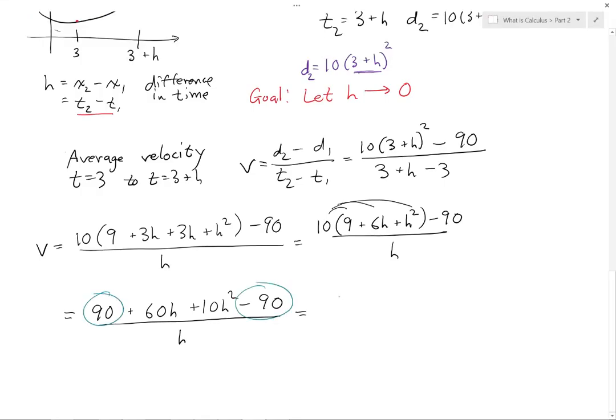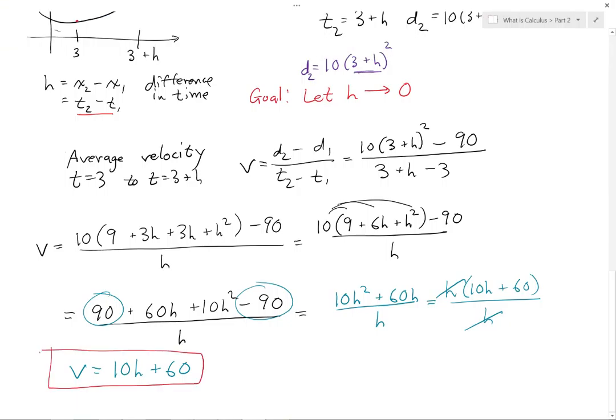So what are we left with? We're left with 10h squared plus 60h over h. We pull out an h from the numerator. This is where all that factoring comes in; it's one of the uses for it. And now you see the point. We can't let h equal 0 because that would give us 0 in the denominator. However, we can cancel these h's out and get a velocity of 10h plus 60. This is where the magic starts to happen.